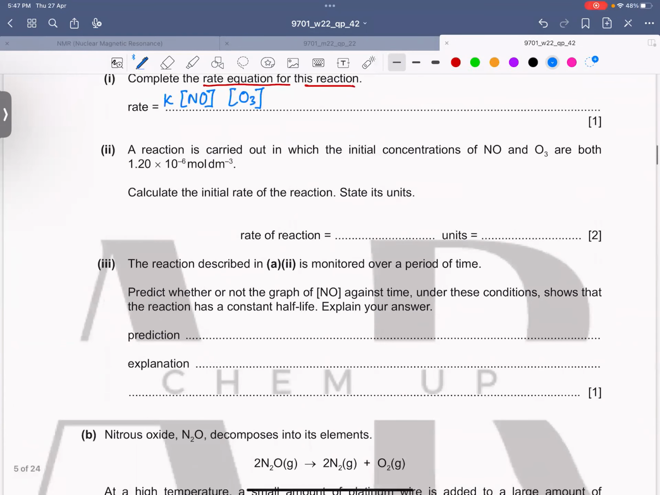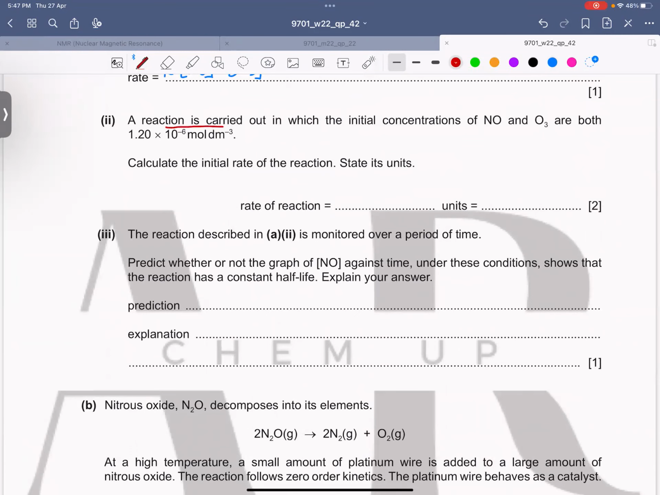Then in question number 2, a reaction is carried out in which the initial concentration of NO and ozone are both 1.2 exponent minus 6 mol per dm cube. Calculate the initial rate of the reaction, state its unit. How could we do this? Can anyone suggest how to attempt this part? The rate constant is given, so we will use it, put both concentrations inside it, and then calculate the rate.